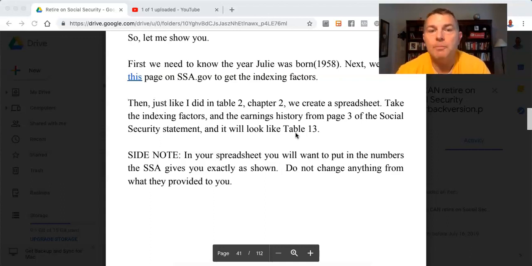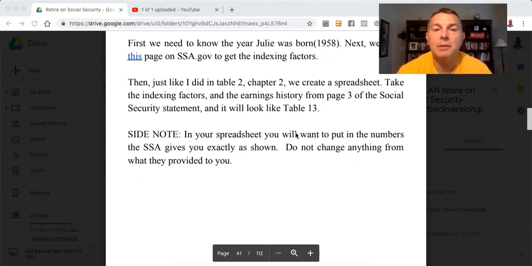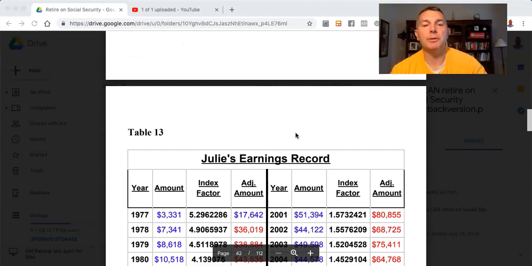All right, so first, just like I did in table 2, chapter 2, we've got to create a spreadsheet. Take the indexing factors and the earnings history from page 3 of the Social Security statement, and it'll look like this in table 13. Side note, in your spreadsheet, you want to put in the numbers the Social Security Administration gives you exactly as shown. Do not change anything from what they provided to you. All right, so here's table 13.